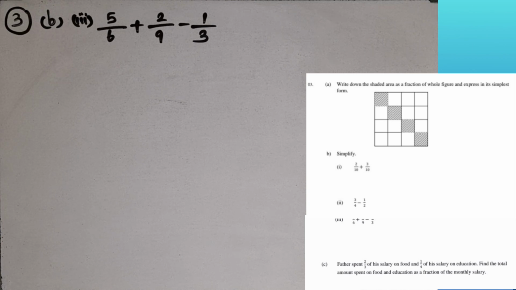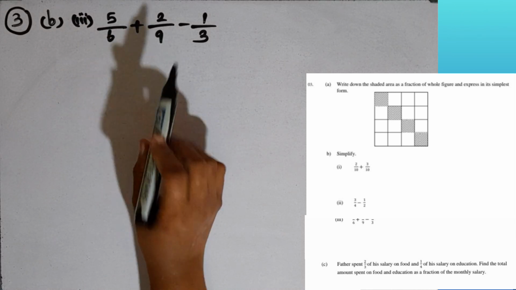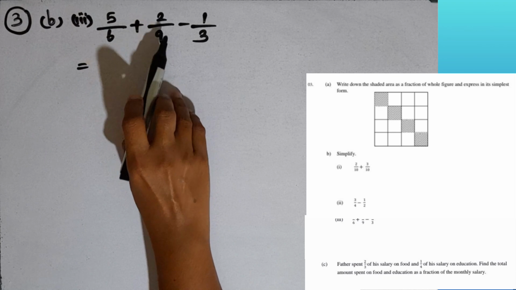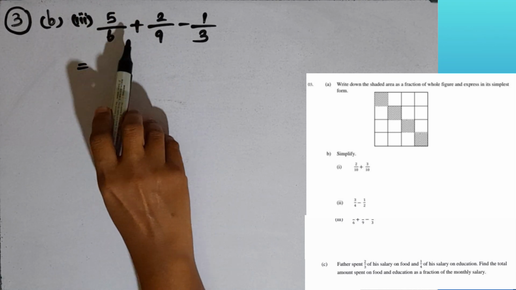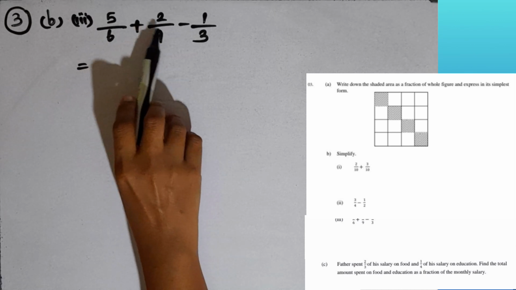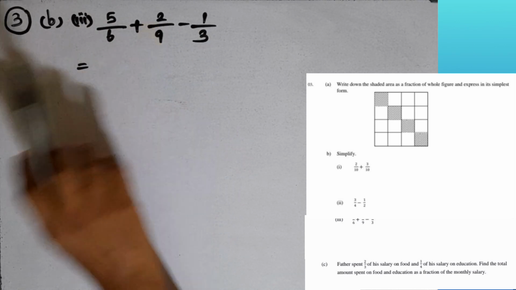We are given this question: 5 over 6 plus 2 over 9 minus 1 over 3. Here also the denominators are not equal, so we have to take the common denominator. How to find the common denominator? We select the largest denominator here. The largest denominator out of 3, 6 and 9 is 9.